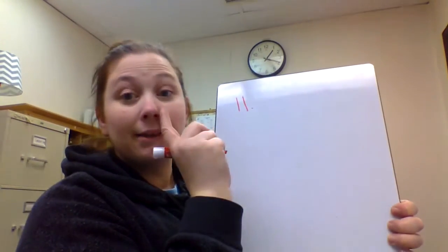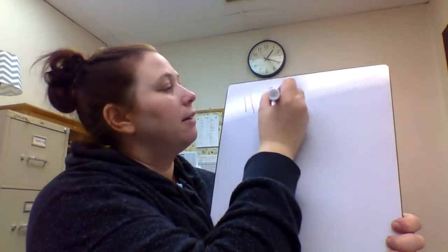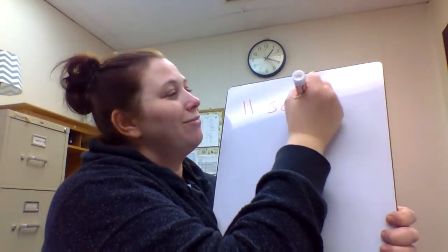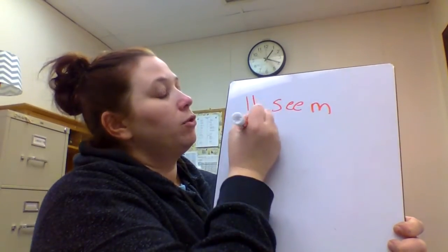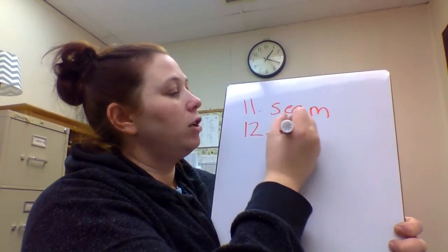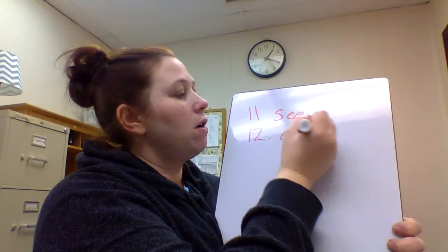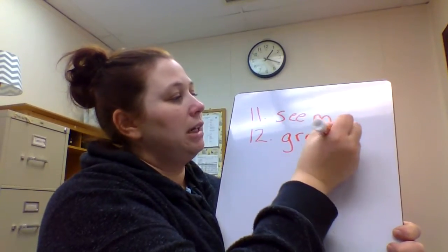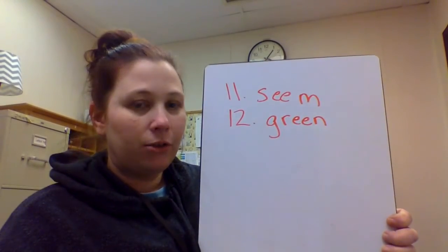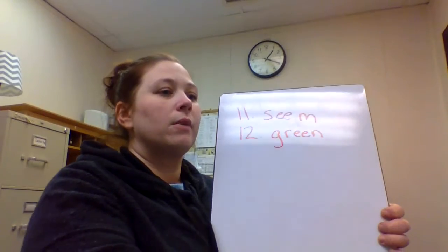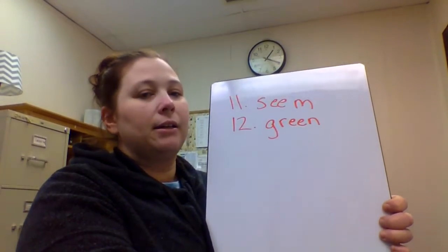All right, number 11, we are going to spell seam. S, E, M. Number 12, we're going to spell green. G, R, E. In the middle is that EE. N, green. All right, make sure you have those down before we move on to our new spelling word.